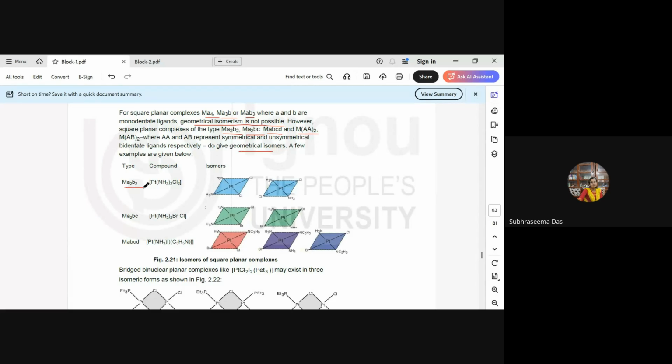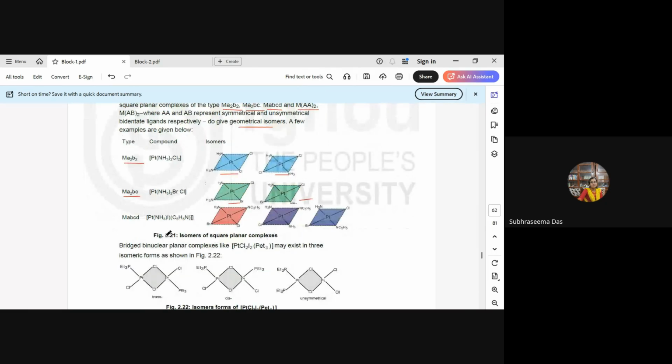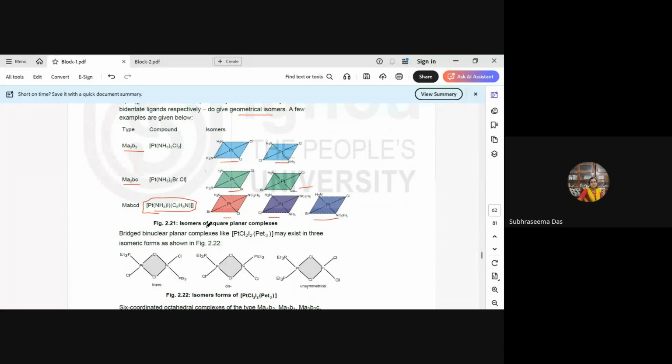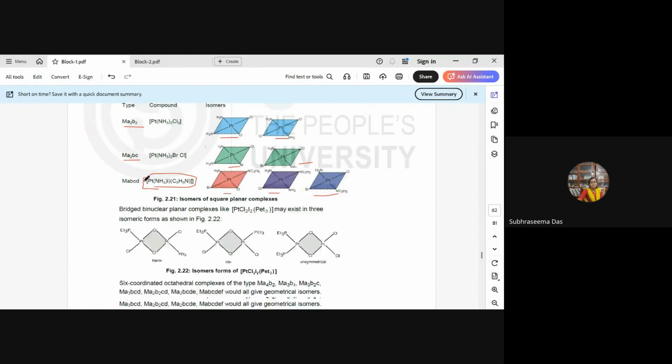For example, the cisplatin we talked of, MA2B2, has two possibilities: cisplatin and transplatin. Then for the compound MA2BC, like platinum with diamino, bromo and chloro, it also gives rise to two types of isomers. But when four different ligands are attached to the central metal atom, three types of arrangements are possible. These are the isomers possible in square planar complexes.